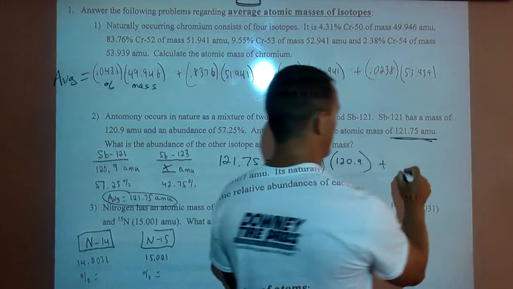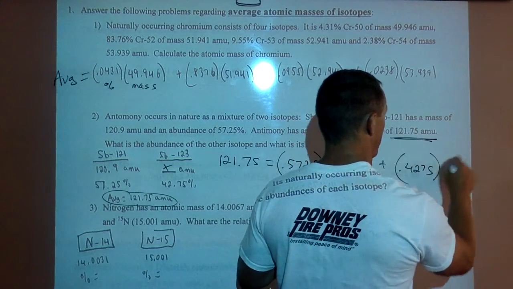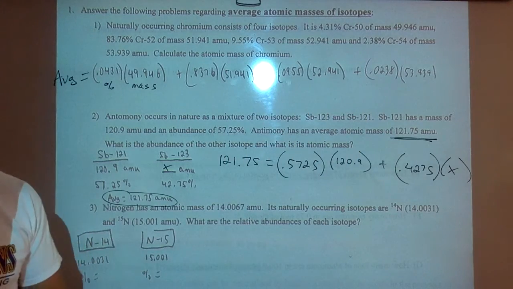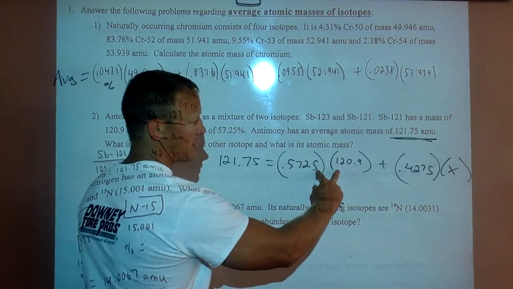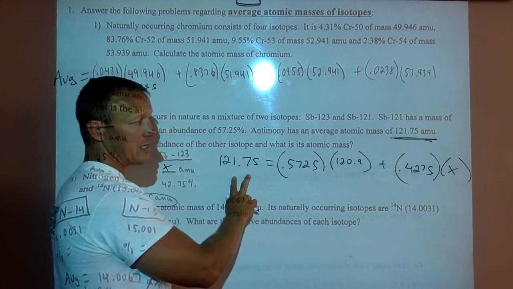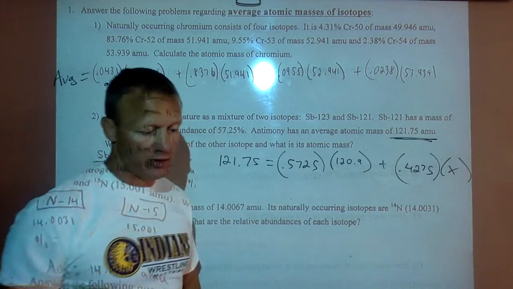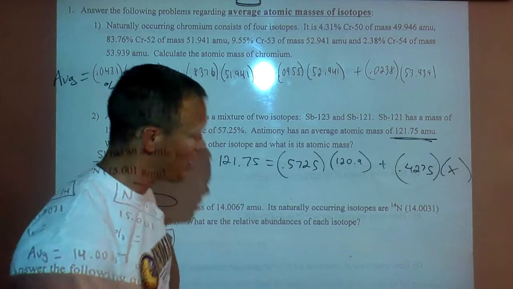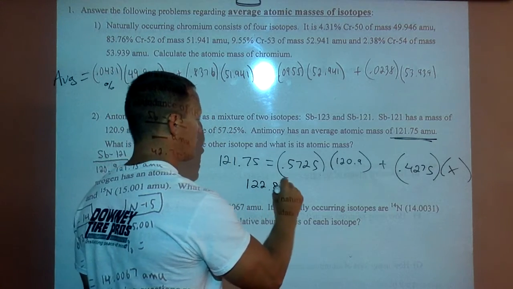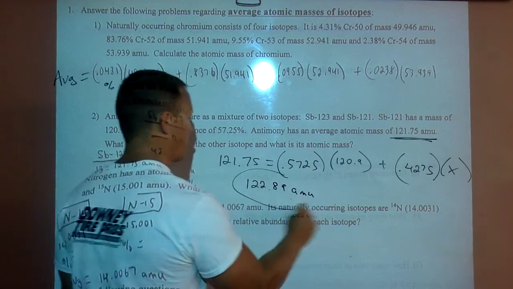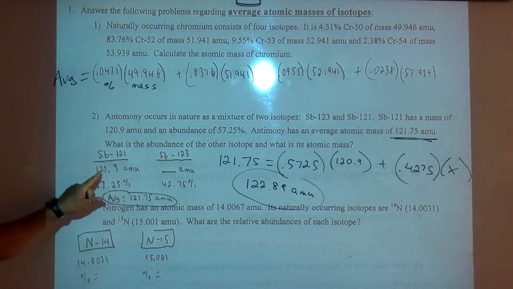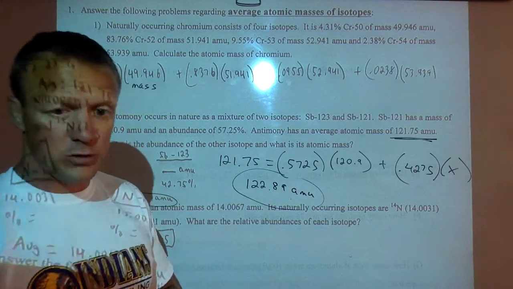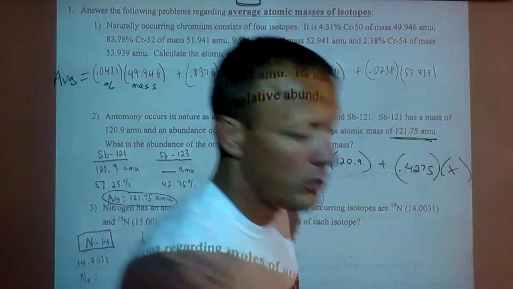So 0.4275 times x. I'm not going to go through the algebra with you here. I'm assuming you can do that, but remember I'd want to multiply these, subtract it over to this side. Now I'll end up having to divide by that to get x by itself. So I got an answer of 122.89 AMUs. So this isotope, and it should have been about 123, so that's right. This isotope had a mass of 122.89. 42% of them are that mass. Again, a fairly simple problem. The next one's a little bit tougher. It takes a little bit more time to do.